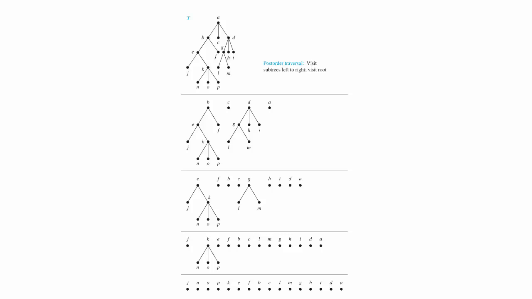Therefore, the post-order traversal of T is J, N, O, P, K, E, F, B, C, L, M, G, H, I, and finally D and A.